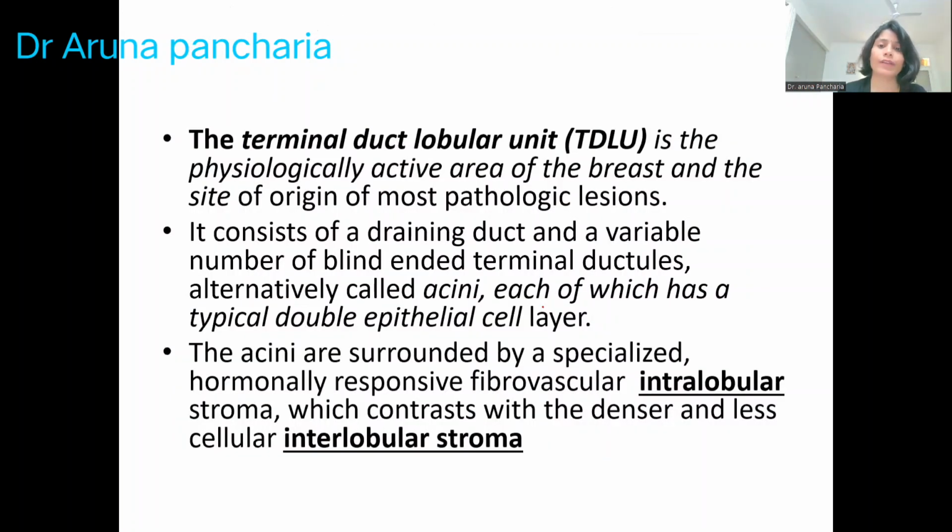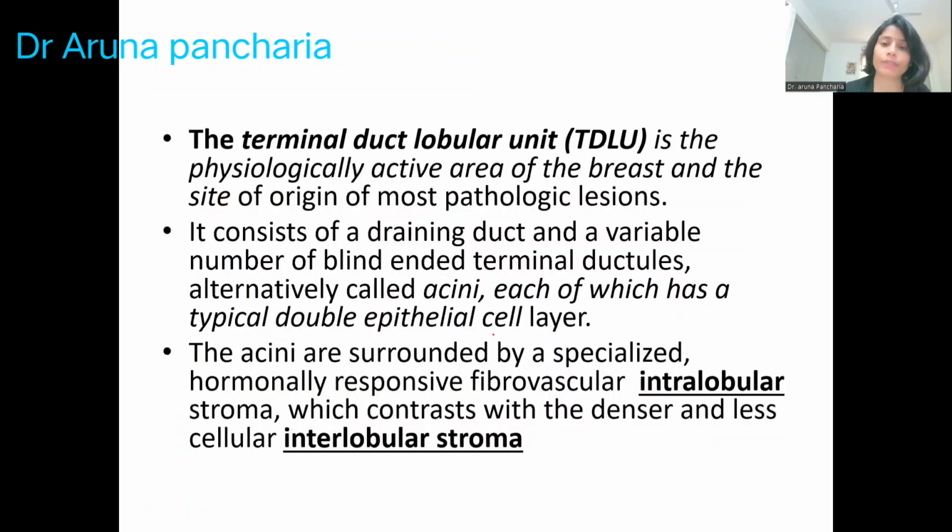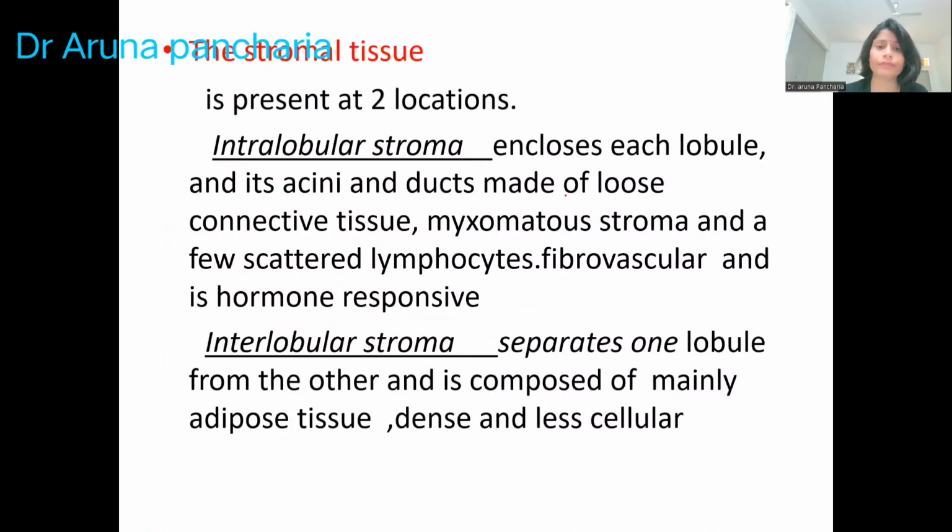The other important histological finding of the breast is the TDLU. TDLU is the terminal duct lobular unit, meaning the duct which is coming inside the lobule. So this is the terminal duct, and this terminal duct and this lobule form a unit, called the terminal duct lobular unit. This is a physiologically active area of the breast, and many pathological diseases arise from it.